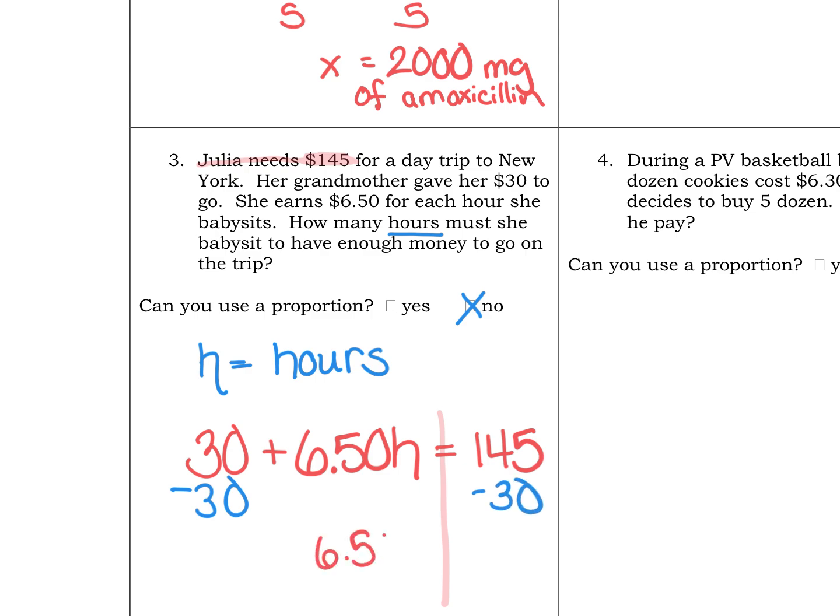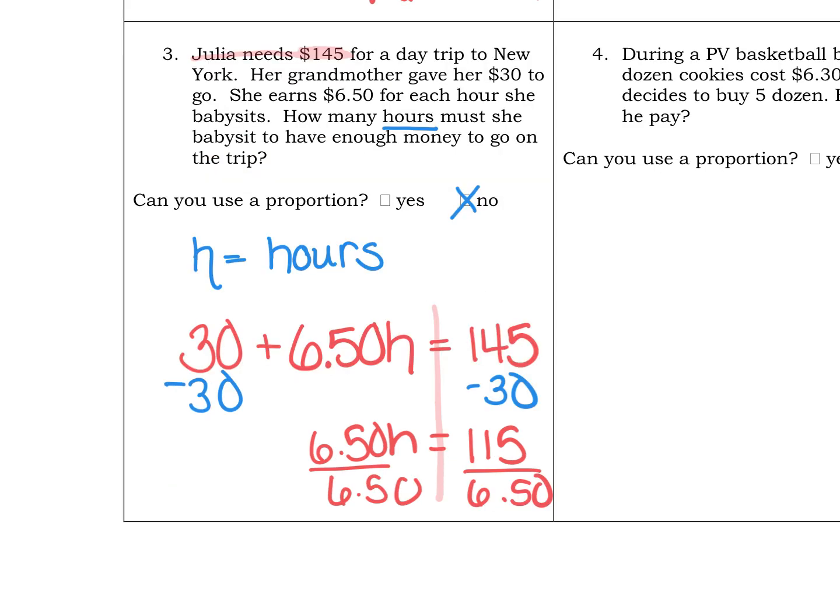So I would get, after subtracting 30 from each side, 6.50H equals 115, and then finish by dividing both sides by $6.50. Which gives me H, and I'm going to round here, is approximately, I get 17.6 hours. I'm going to say 18 hours, right? Because 17 is not going to be enough. She needs to work approximately 18 hours to have enough money to go on this trip. She might have a little bit of change left over.